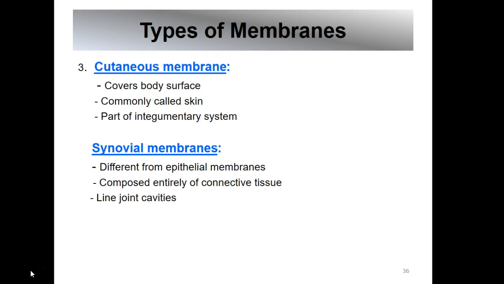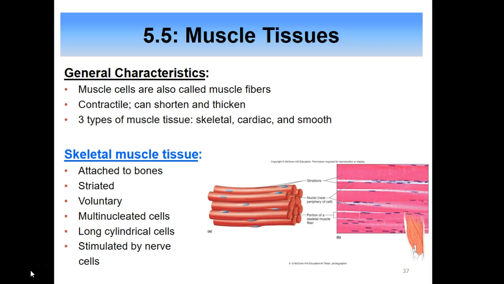However, we are going to move on to muscular tissues. Since that one was relatively short, we're just going to combine membranes and muscular tissues together in one lesson. So 5.5, muscle tissues. All muscle cells are elongated muscle fibers, and they are contractile, so they can shorten, which is why you can flex your muscles.